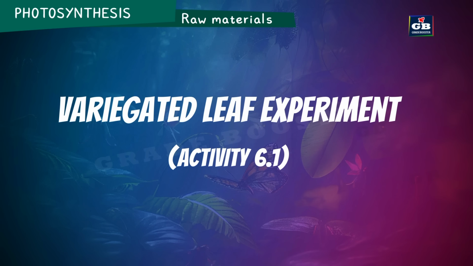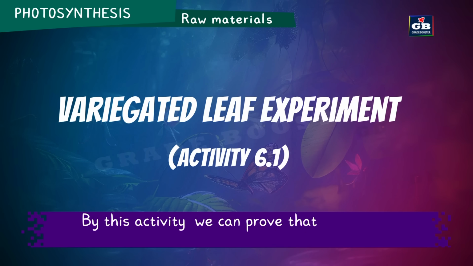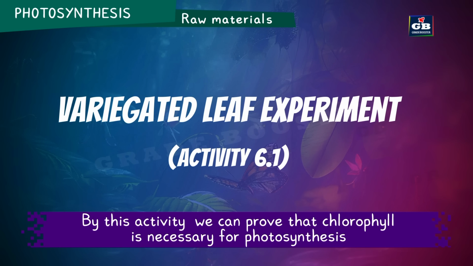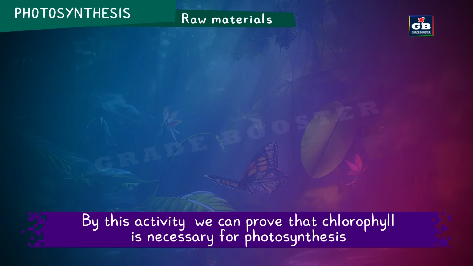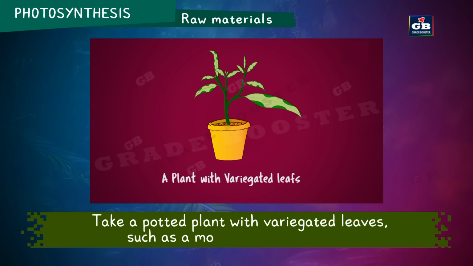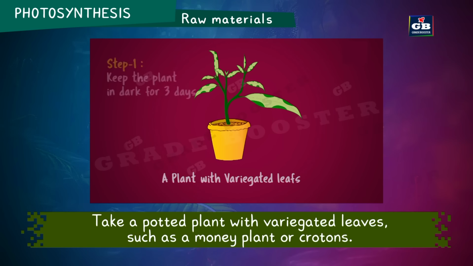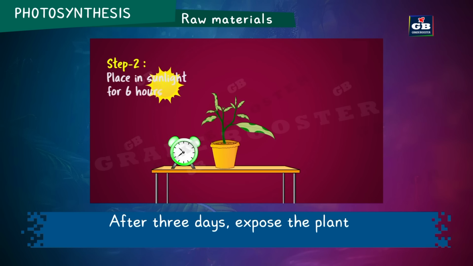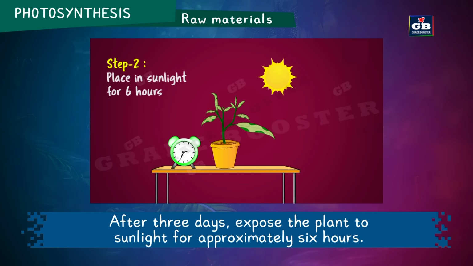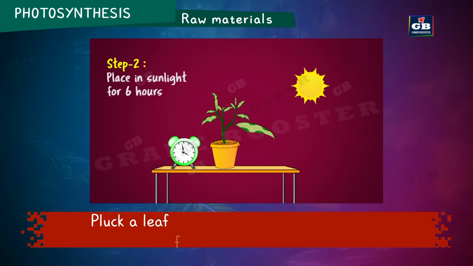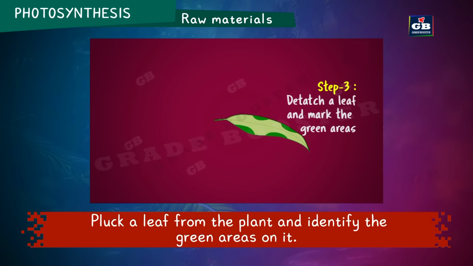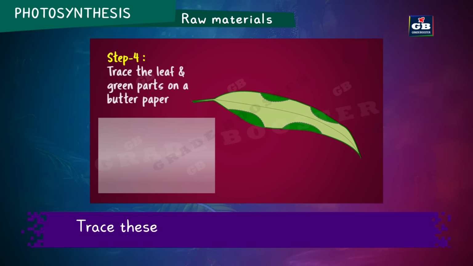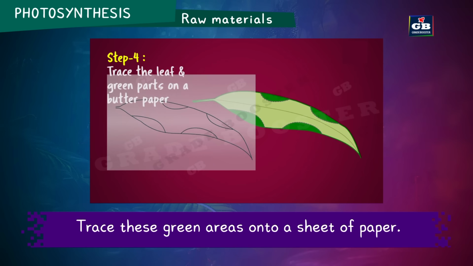Variegated leaf experiment. By this experiment, we can prove that chlorophyll is important for photosynthesis. For this, take a potted plant with variegated leaves, such as money plant or croton plant. Place the plant in a dark room for 3 days to deplete all the stored starch. After 3 days, expose the plant to sunlight for approximately 6 hours. Pluck a leaf from the plant and identify the green areas on it. Trace these green areas onto a sheet of paper.